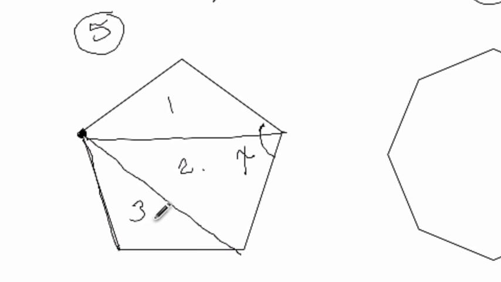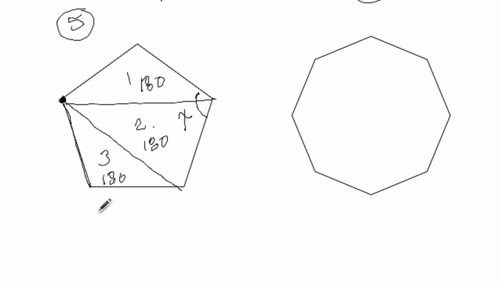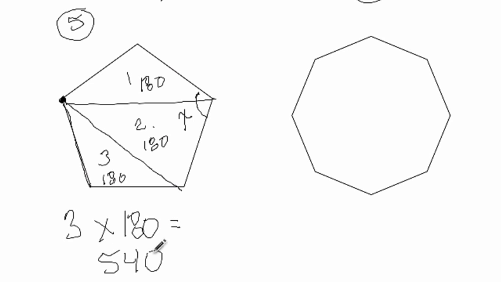Now, what is the sum of the interior angles of one triangle? 180. How about the next one? 180. How about the next one? 180. So literally all we've done is we've said, okay, how many triangles do we have? And what's the sum of the angles of each of those triangles? There we go. And that's going to equal 540. Much simpler, isn't it? And it works with all of them.